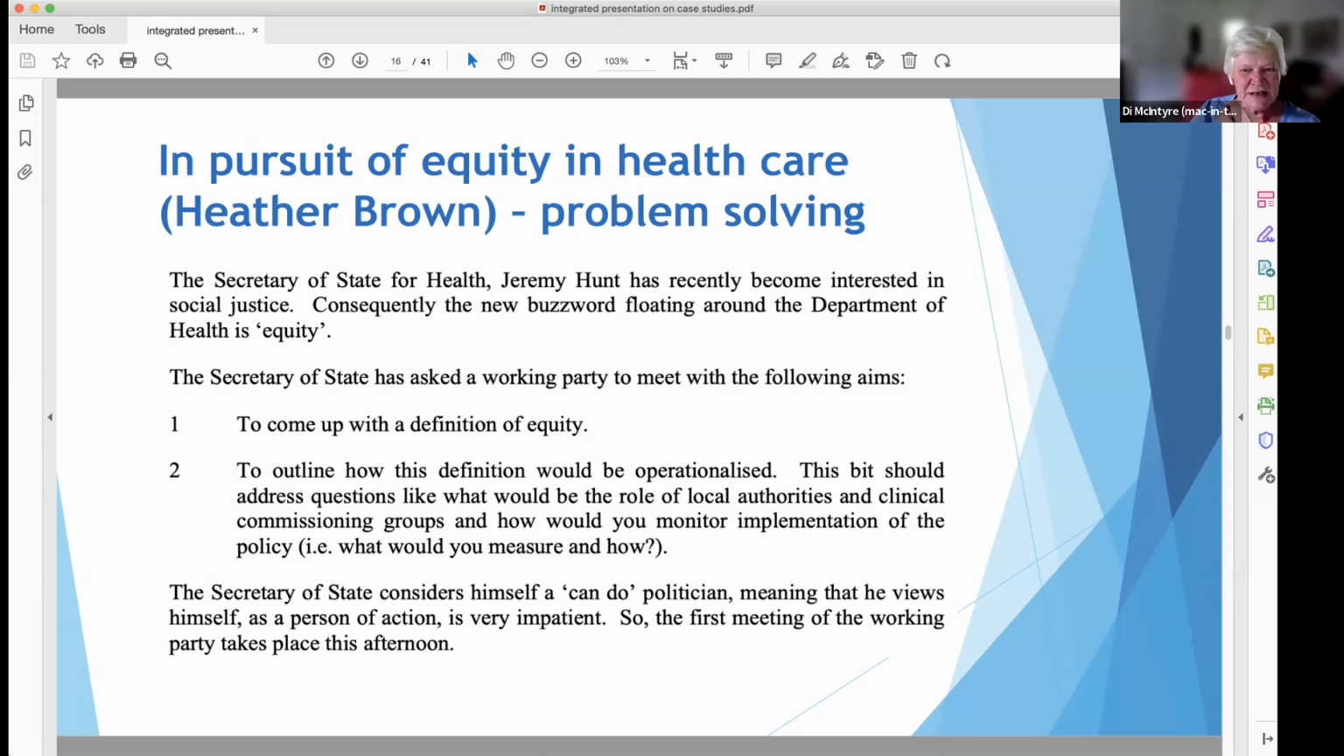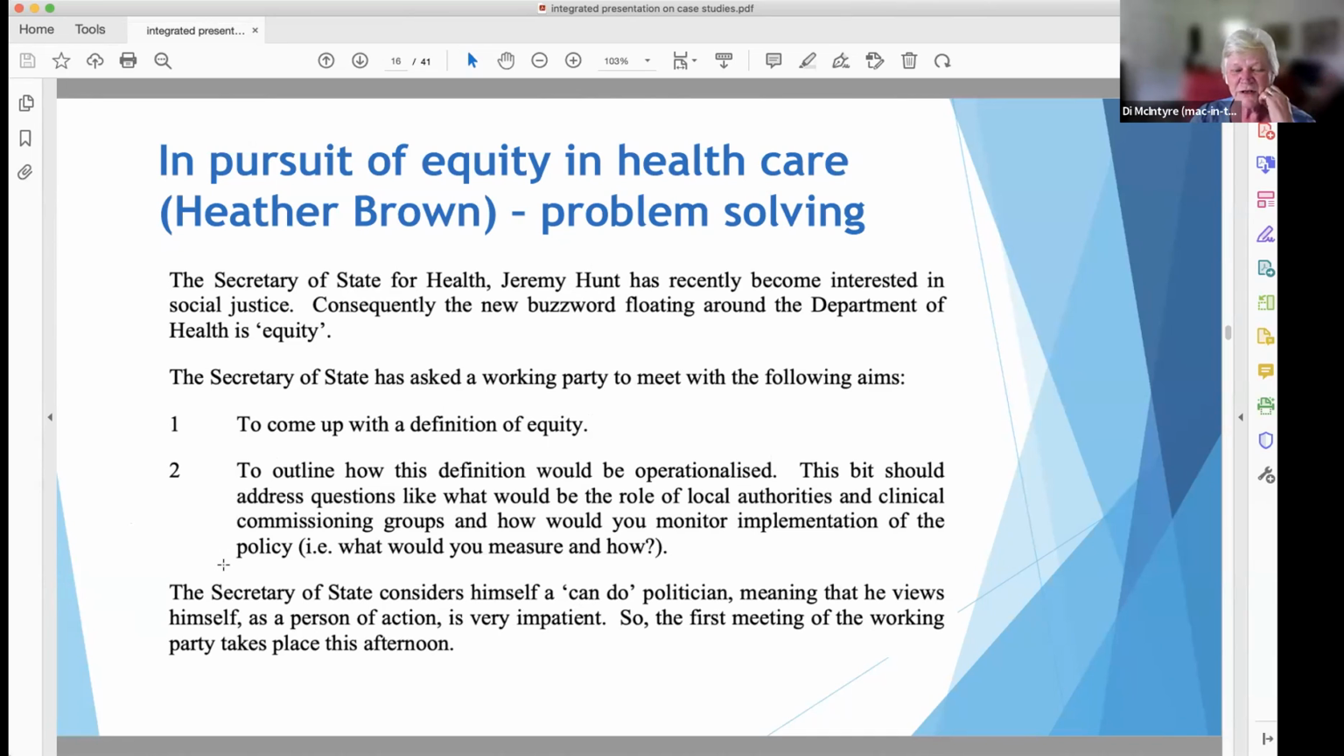So at the time when Heather wrote this, Jeremy Hunt, who's been in the press a lot recently, was the Secretary of State. So people could relate to that, and a little bit of spite. He's a can-do politician. And it helps one again deal with conceptual issues, but also problem solving.